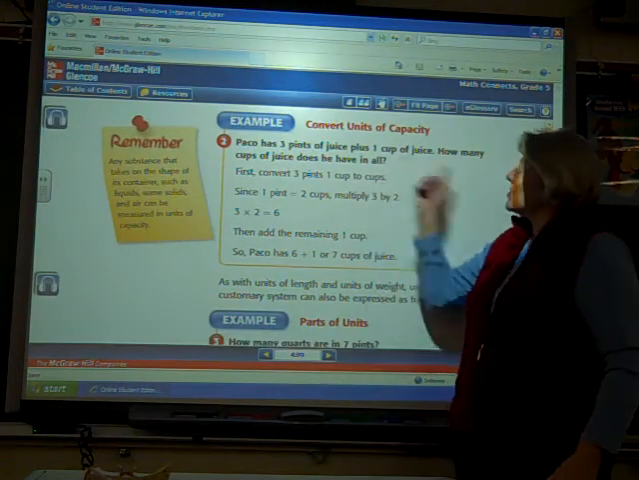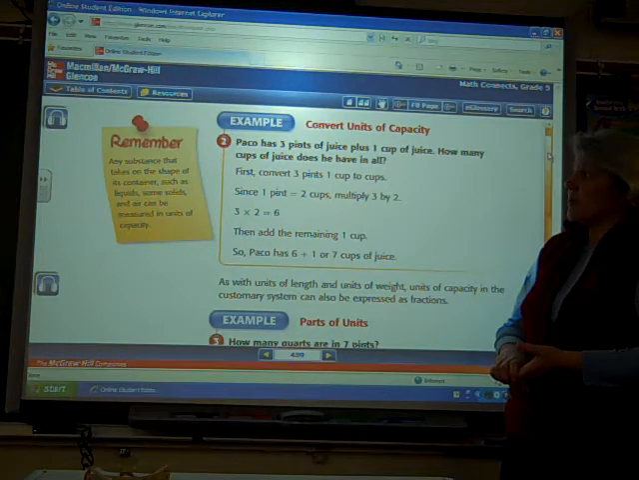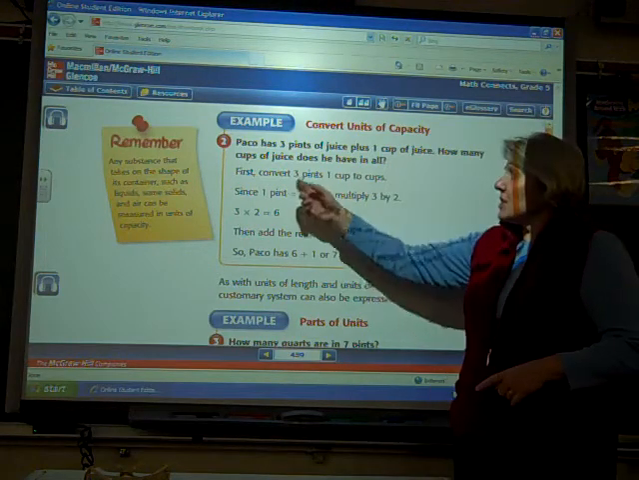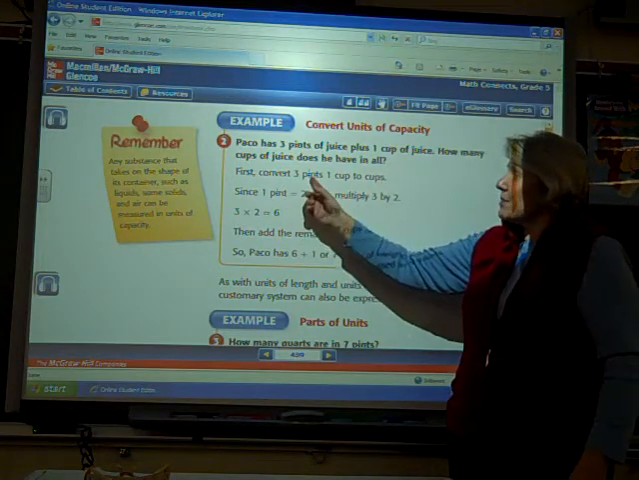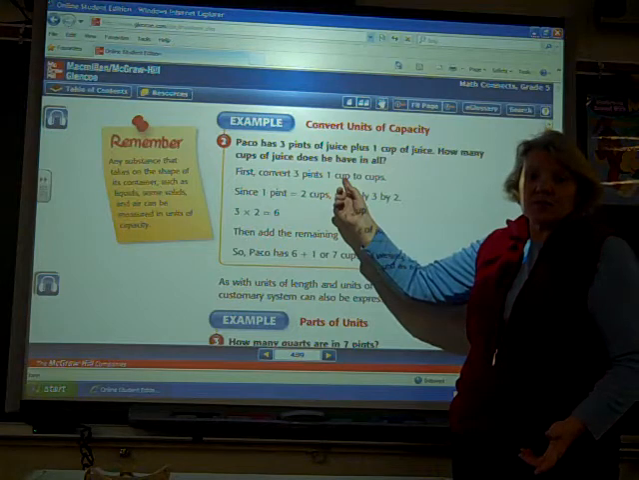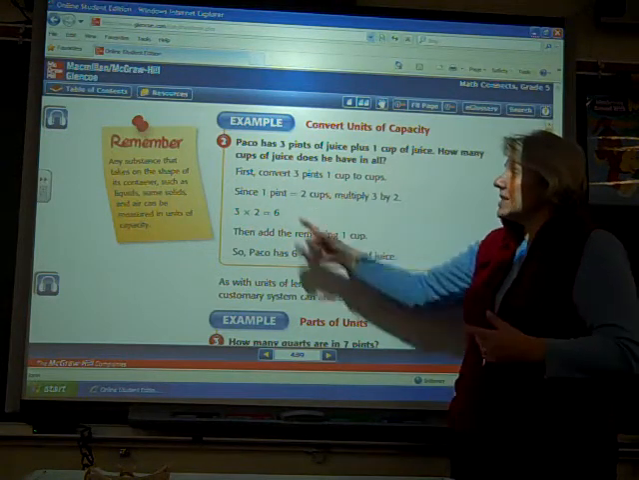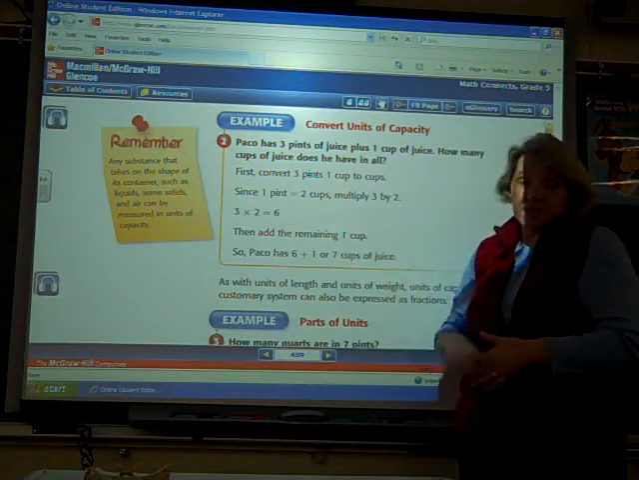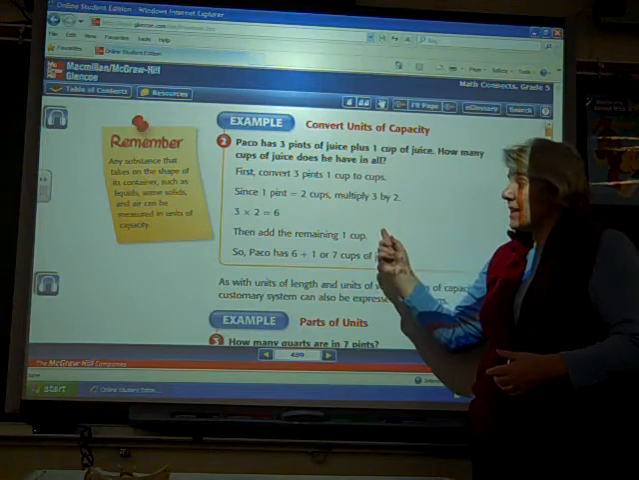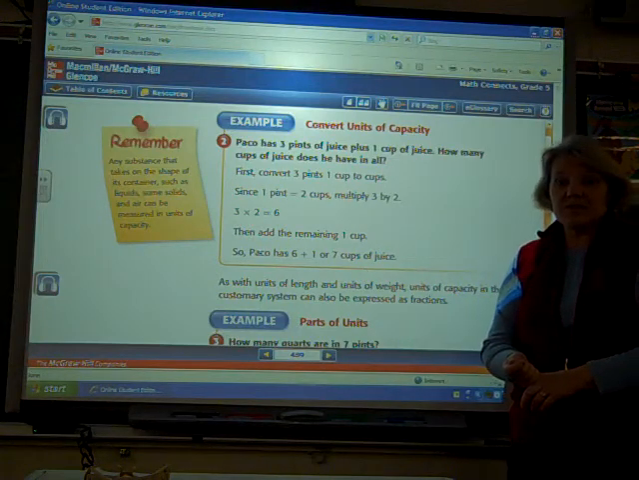Paco has 3 pints of juice plus 1 cup of juice. How many cups of juice does he have in all? Well, first we need to convert the 3 pints, 1 cup to all cups. We are converting pints to cups. Larger unit to smaller unit. Since each of those 1 pints equals 2 cups, we will do 3 times 2, which is 6, and then add in that remaining cup. So Paco has 7 cups of juice.